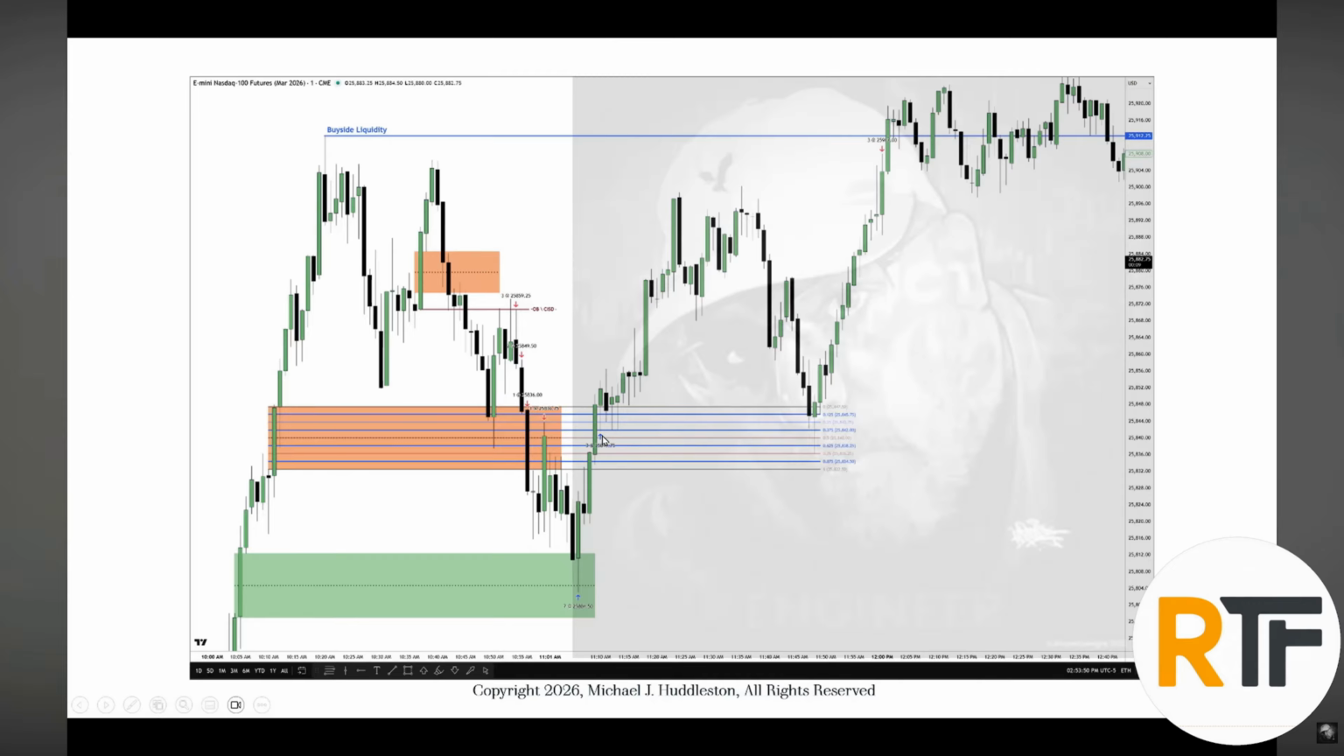And then I went long, and now I'm using the market maker buy model. So I went long here, and then rallied up, traded down, had to take a little bit of heat against the position. The original stop has to be below that low right there. So buying here, stop loss down there.